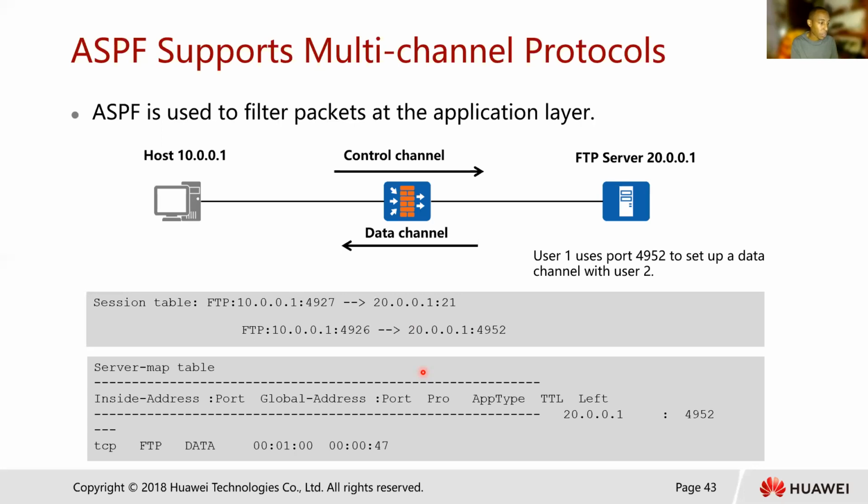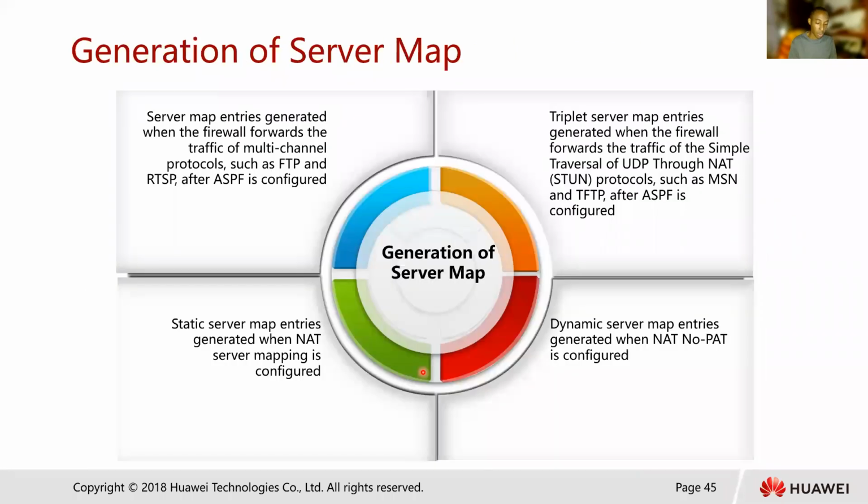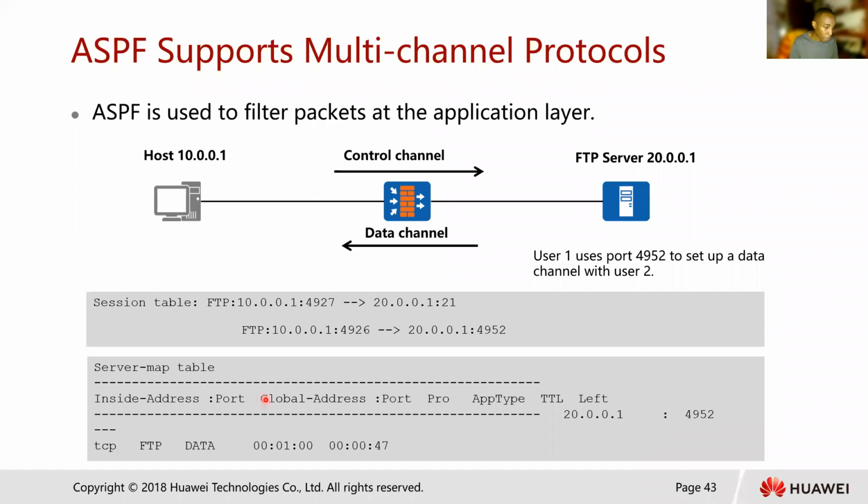So you can see what happens is that ASPF, application-specific packet filtering, will be used to filter the packets at that layer, right? So you'll have what you call a server map. The server map will have these parts: an inside address, the port, the global address, again the port, protocol, application type, TTL, time to live, and also the time left.